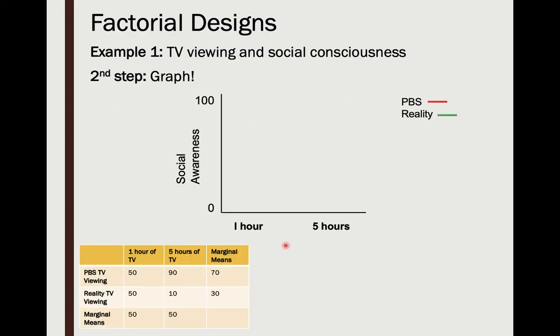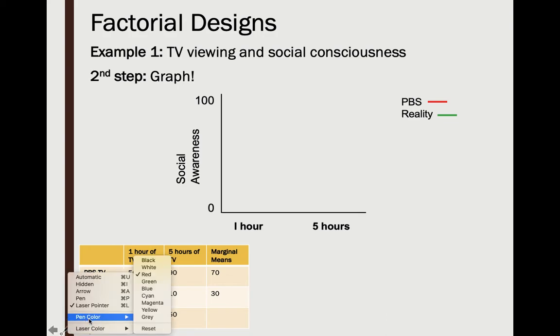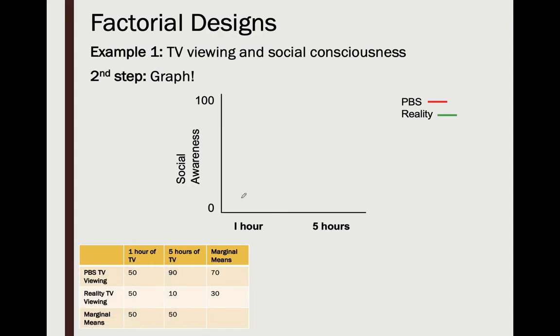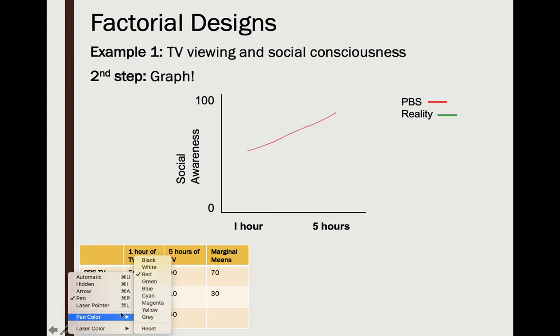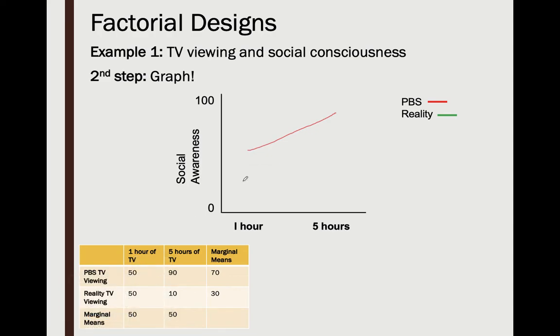All right, so we'll just look at the marginal means for now. If you wanted to look at the average, I can just redraw it real quick. PBS was 50/90, and then reality was 50/10. All right, so we want to look at the average of hours.